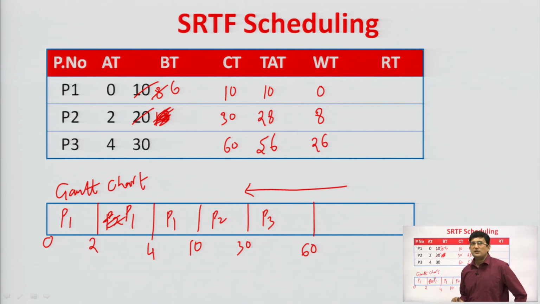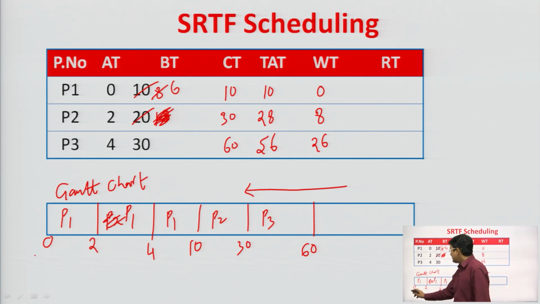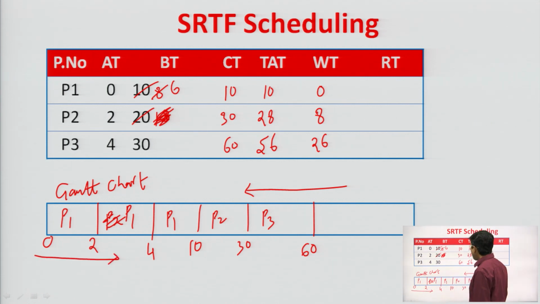Let us look at the response time: the first time the CPU is allocated to a process. So, go in the Gantt chart from left to right. For P1 it is 0, for P2 it is 10, and for P3 it is 30. Since this is the relative time, we will have to subtract the arrival times from this. So, 0 minus 0, 10 minus 2 is 8, and 30 minus 4 is 26.